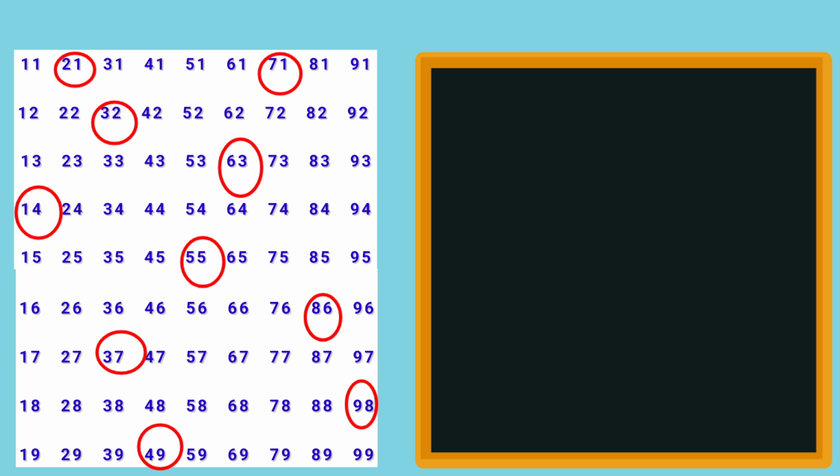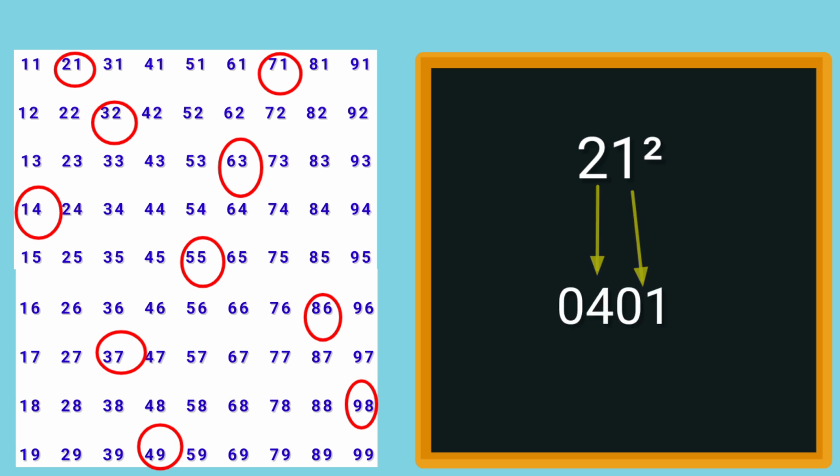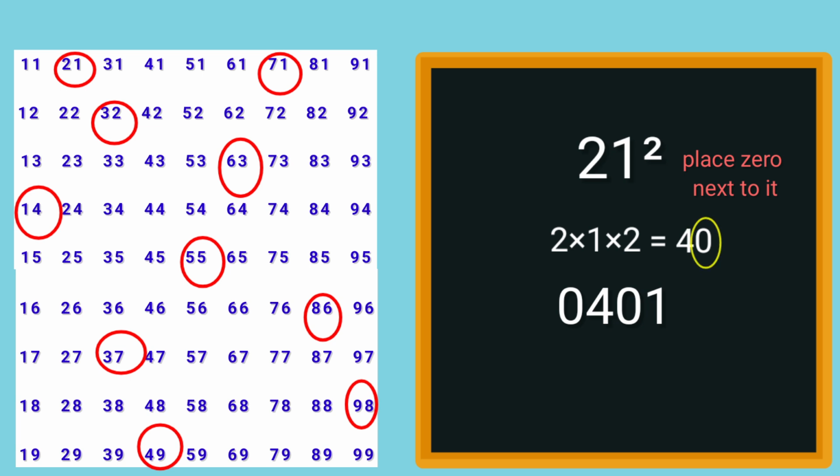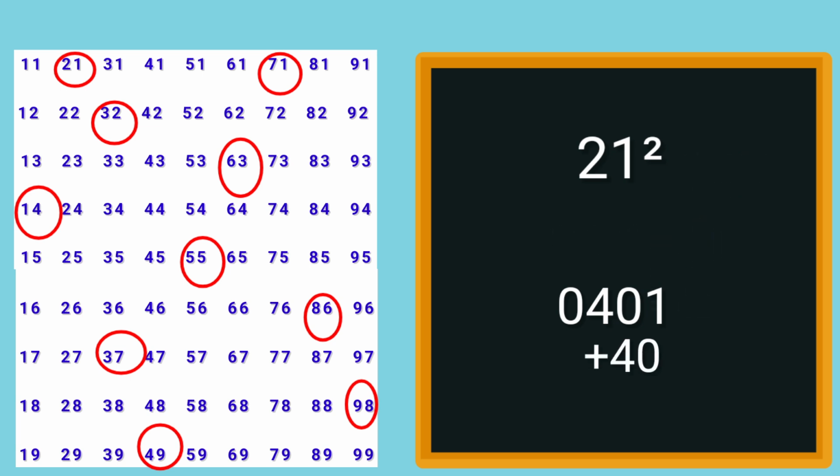First number whose square we will find is 21. First step is to write square of 2 and square of 1 side by side. Square of 2 we write 04, square of 1, 01. Next step is to multiply three numbers seen here, that is 2 into 1 into 2. 2 into 1 is 2, into 2 is 4. We have to place 0 next to it, making 40, and add to the squares written in the first step. And the answer we get is 441. So square of 21 is 441.